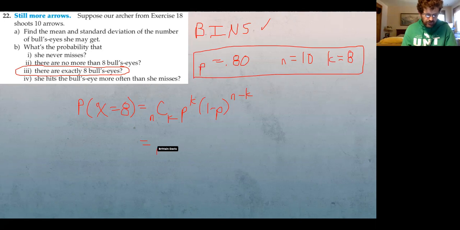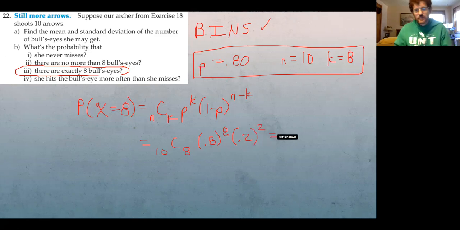So 10 choose 8 times 0.8 to the power of 8 times 0.2, which is the complement, to the power of whatever's left over, which is 2. That is something you can plug into your calculator and come up with the answer. I'm going to call that good. I just wanted you to see the formula one more time.